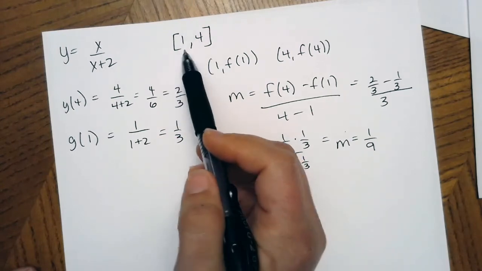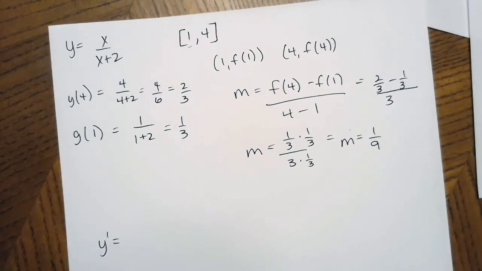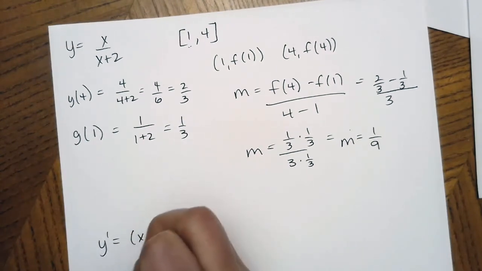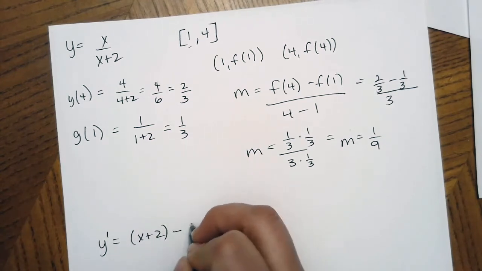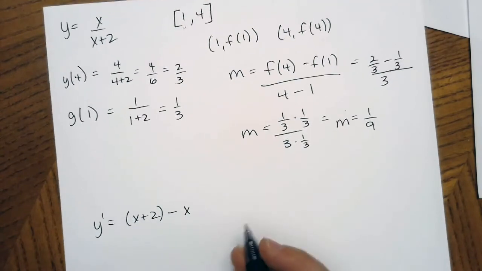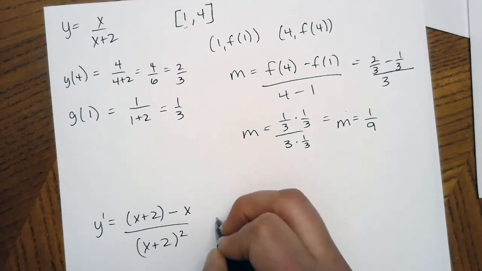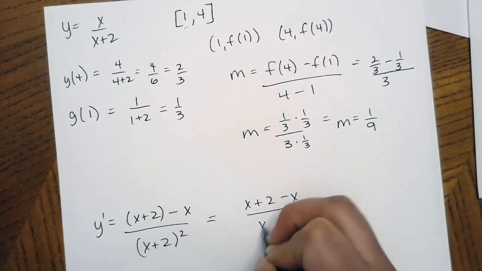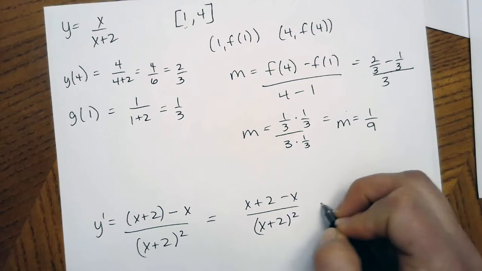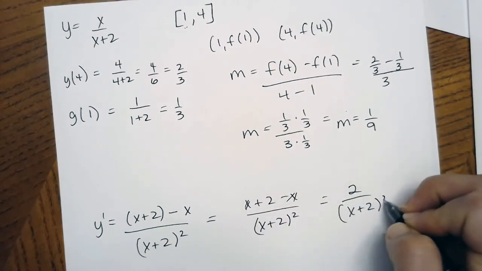Hopefully I'm going to find a value between 1 and 4. So my y prime, this time I need the quotient rule, so it's the bottom, x plus 2, times the derivative of the top, which is just 1 in this case, minus the top times the derivative of the bottom, which is also 1, all over x plus 2 quantity squared, just an application of my quotient rule. So this is going to give me x plus 2 minus x over x plus 2 quantity squared, and my x's are going to cancel and leave me with 2 over x plus 2 quantity squared.